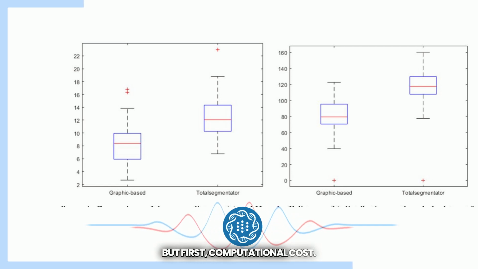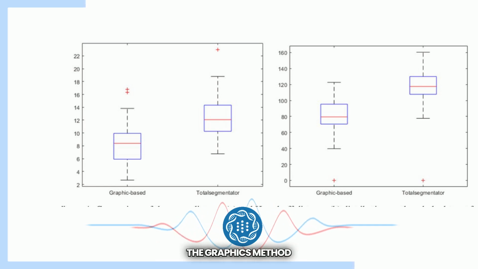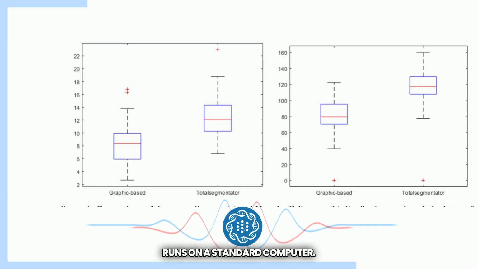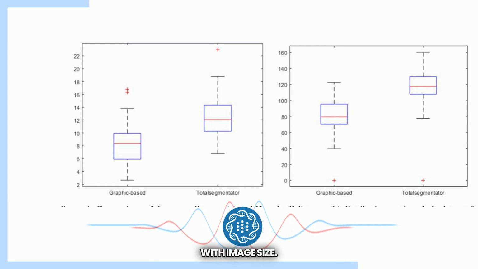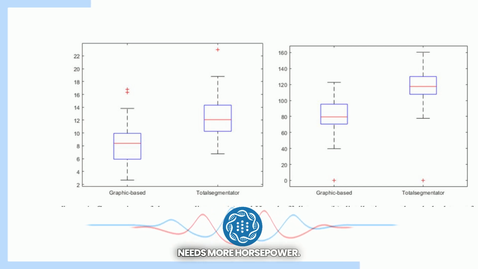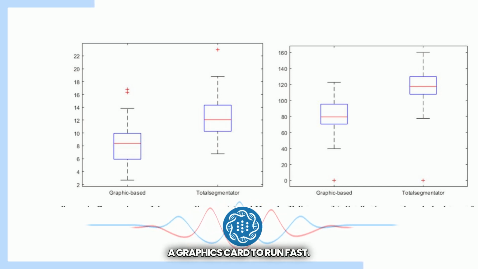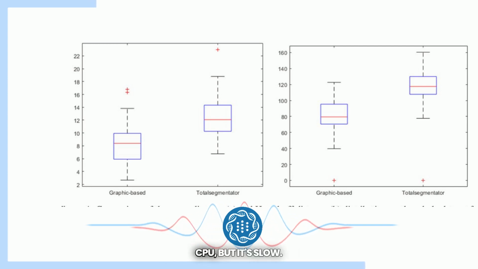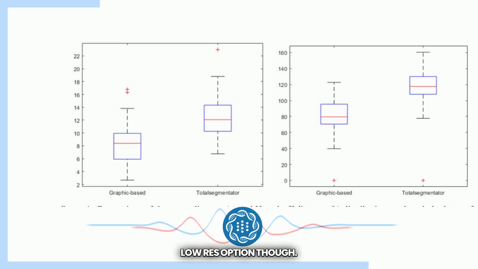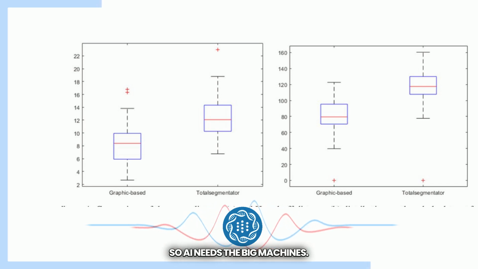But first, computational cost. The graphics method is pretty light, runs on a standard computer, cost scales nicely with image size. Easy to run. TotalSegmentator needs more horsepower. Ideally, a good GPU, a graphics card, to run fast. It can run on a regular CPU, but it's slow. They do offer a faster low-res option, though. So AI needs the big machines.